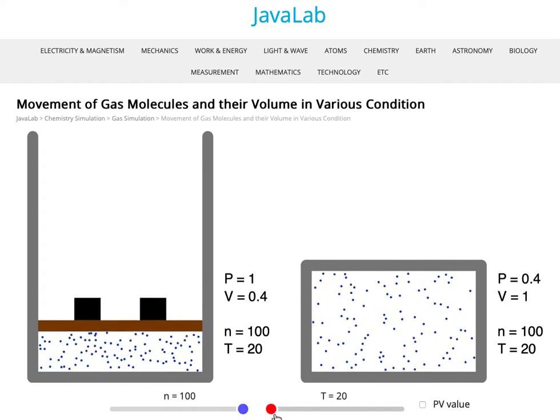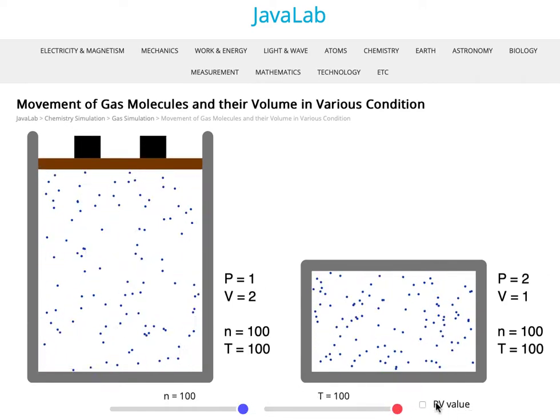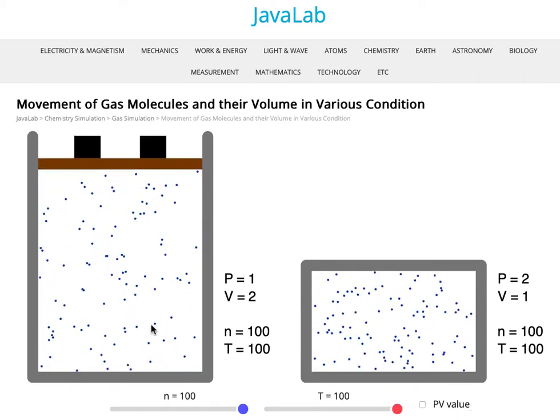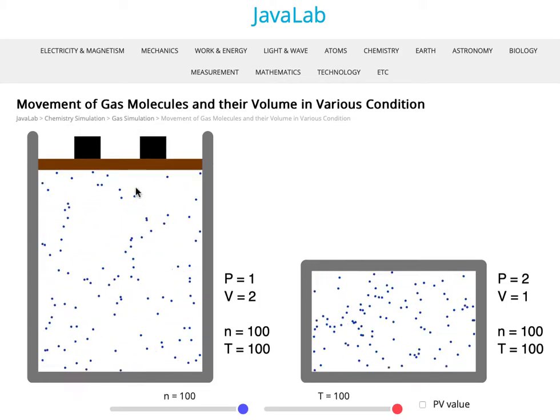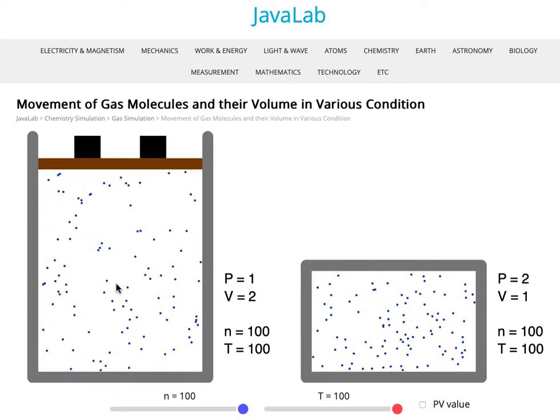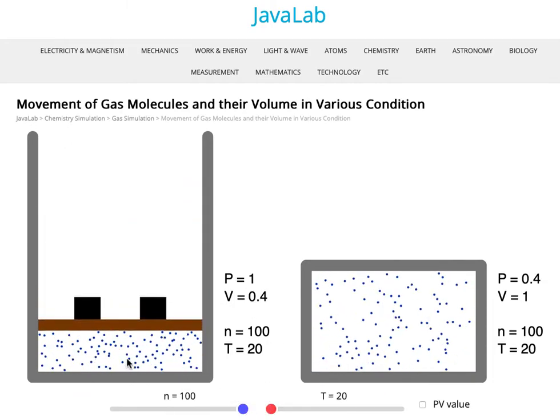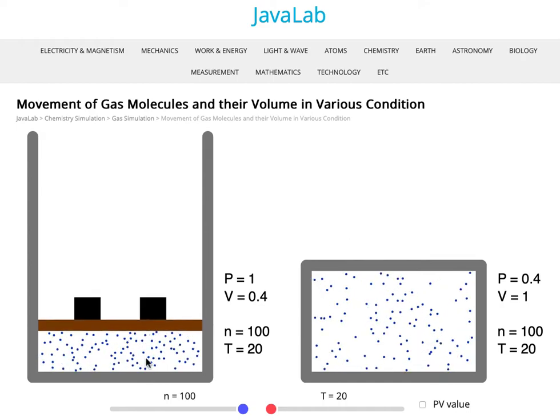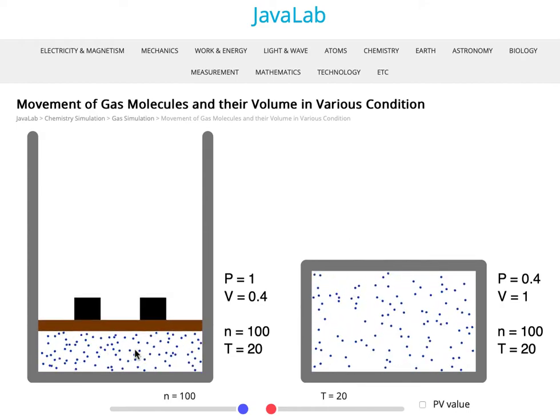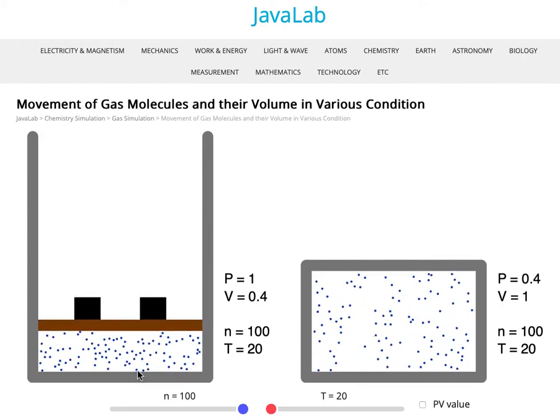So the basic idea is that hot objects have a lower density, and they tend to rise because there's the same amount of stuff occupying more space. And cold objects have a higher density. You can see it's the same amount of stuff, but it's occupying less space. And cold objects tend to sink.